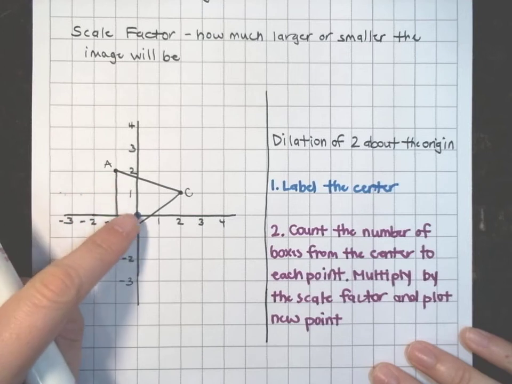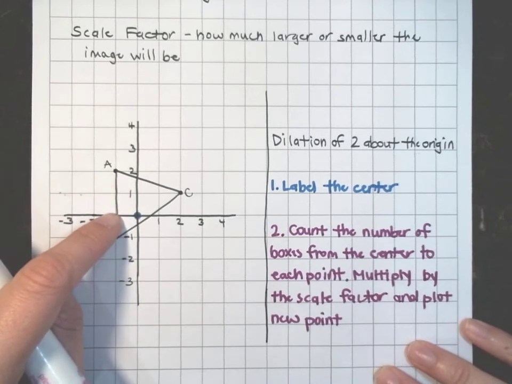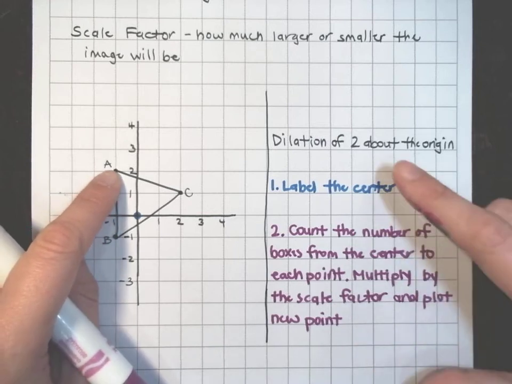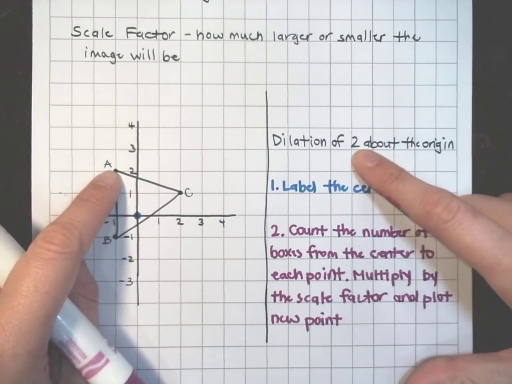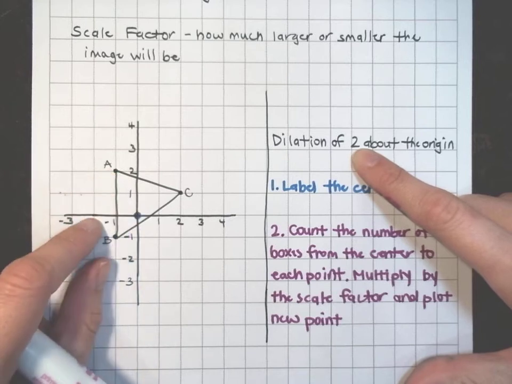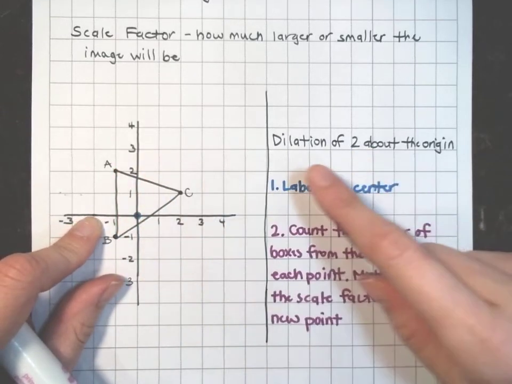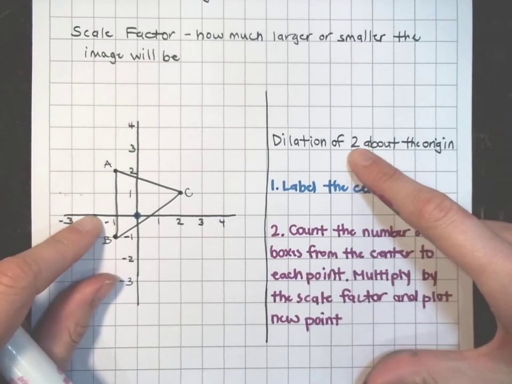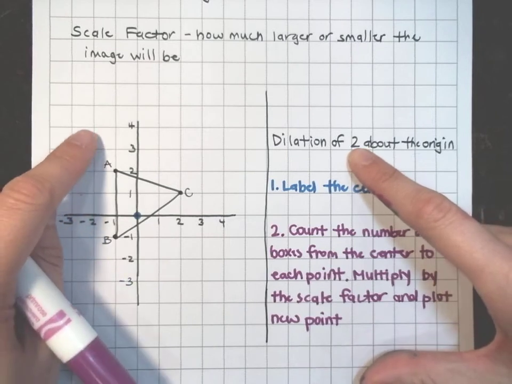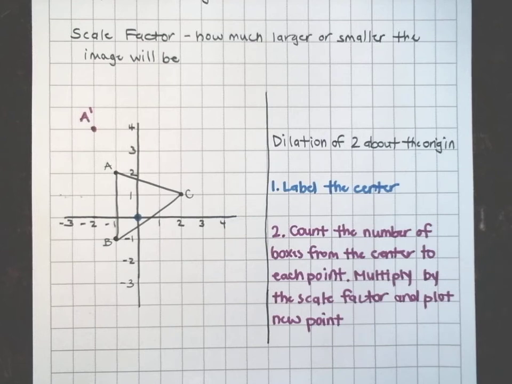So point A. Starting from the center, to get to point A, we go to the left 1, and then we go up 2. We need to multiply both of those values by 2. So instead of going over 1, I'm going to go over 2, because 1 times 2 is 2. And then instead of going up 2, I'm going to multiply it by 2, which is 4, which means I need to go up 1, 2, 3, 4. And then remember, when we do transformations, we mark it with the little prime symbol, an apostrophe after the letter, so we know that that's the transformed point.